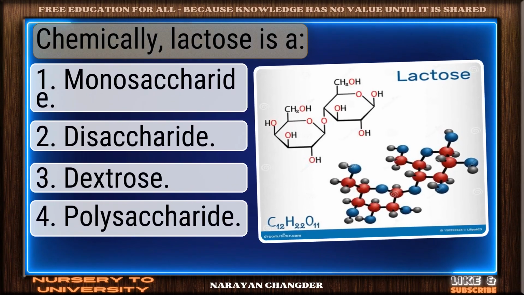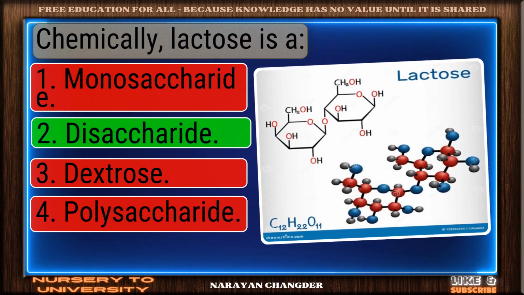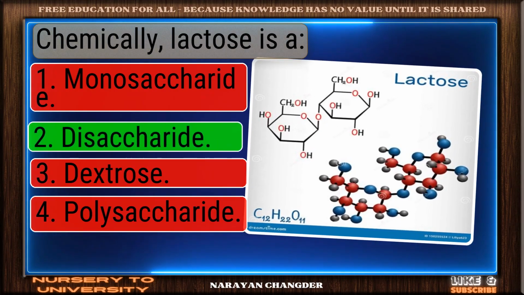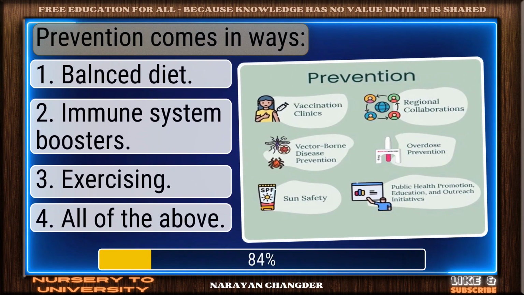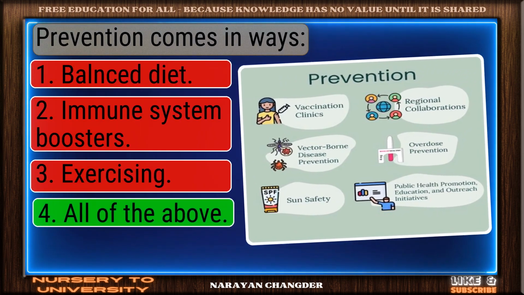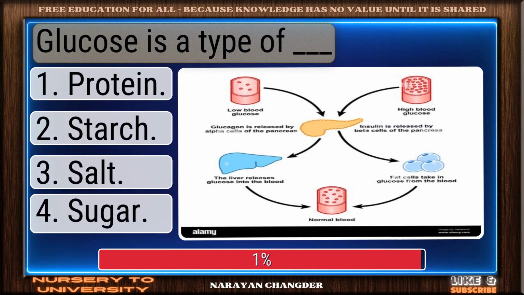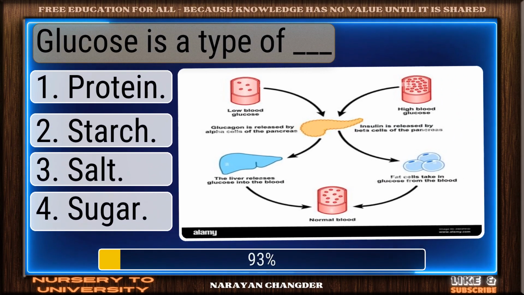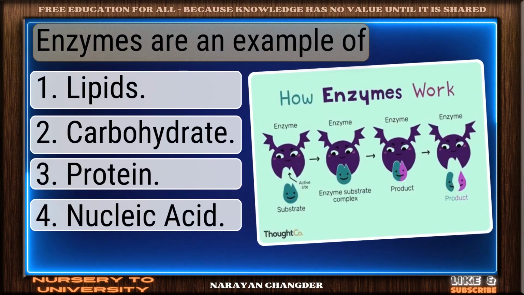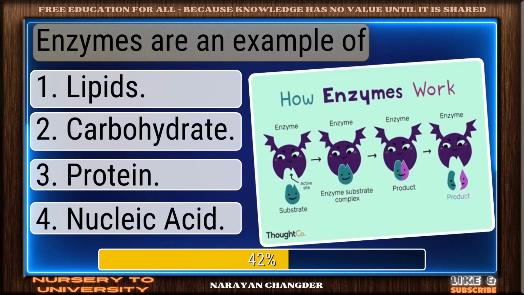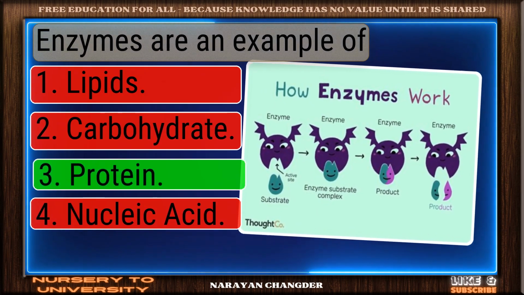Chemically, lactose is a... Great thinking. Disaccharide is the right choice. Prevention comes in ways... Well reasoned. All of the above is the correct choice. Glucose is a type of dash. Great job. Sugar is the accurate answer. Enzymes are an example of... You got it. Your choice, protein, is right.